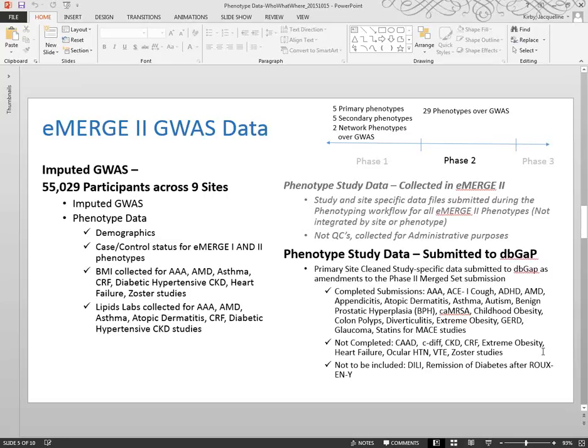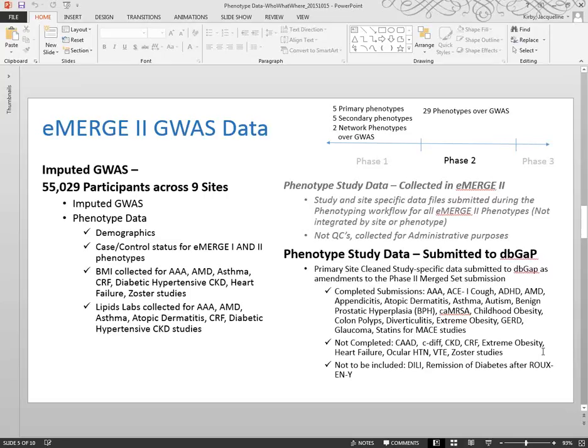But then also, as we moved into the end of eMERGE 2, we were preparing for collecting clean study data for each of the studies for dbGaP. Part of that discussion was to have some way to do this in an organized manner, because you can imagine 29 dbGaP submissions would be difficult. So we worked out with dbGaP the ability to amend the overall imputed GWAS merged dataset with each of the study data files. That has been submitted to dbGaP, and that included cleaned study-specific data files, amended to the merged set submission.